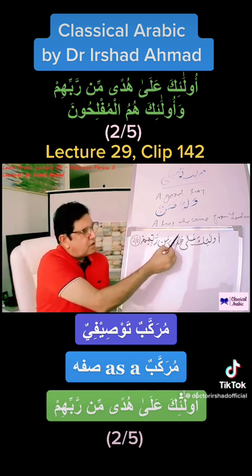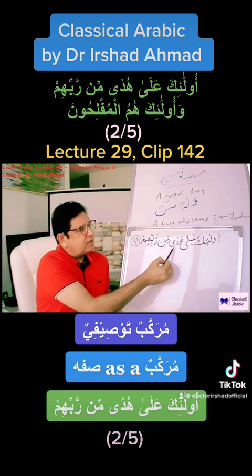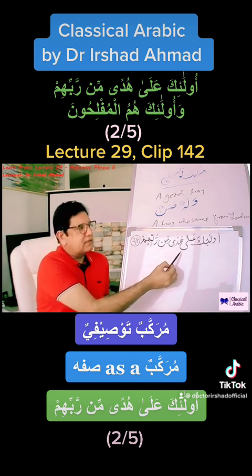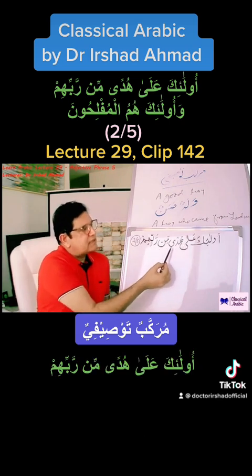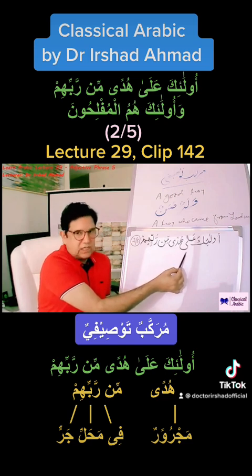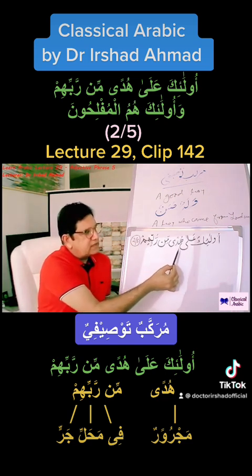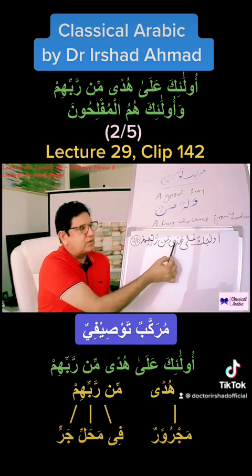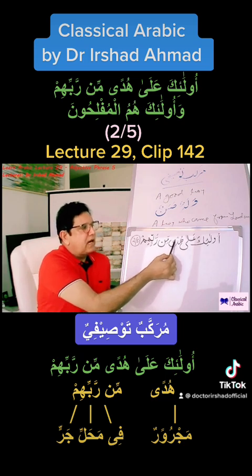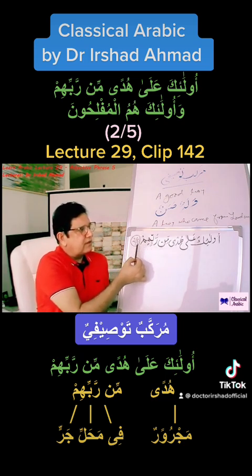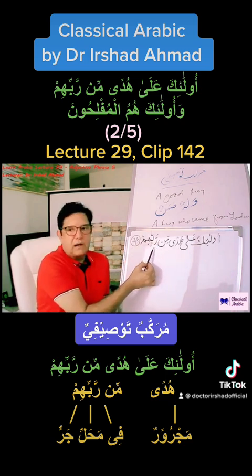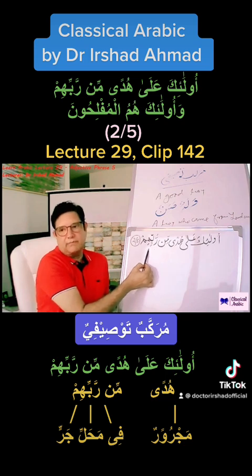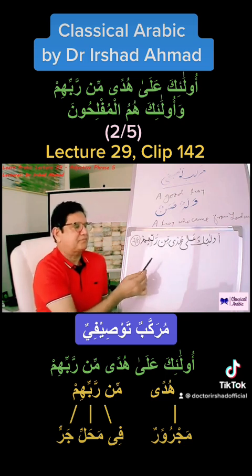How do we know that this noun is in the state of jar here? Its place in the sentence, or the context, will tell us, because this noun is preceded by harf jar, ala, and harf jar is always followed by ism majroor. So this is majroor here. This is in the state of jar. And if it is in the state of jar, this phrase will also have to tally with it, and that will be in the mahal of jar, fi mahalli jarin. So that will be in the state of jar.